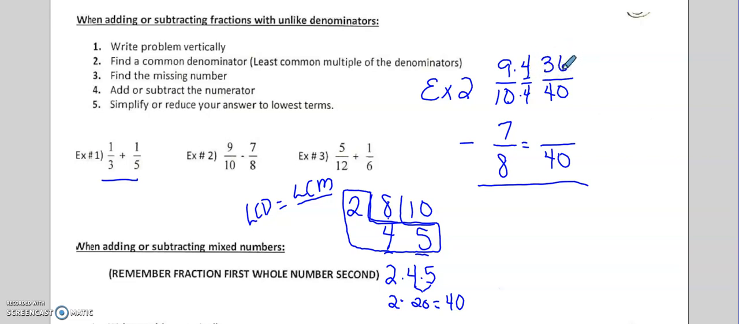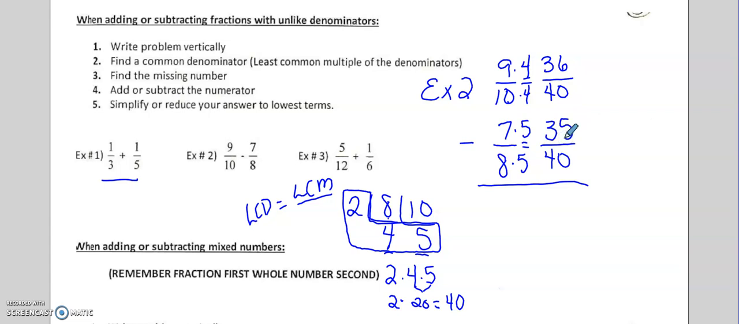And then I have, what did I do to the 8 to get to the 40? If you don't know, what is 40 divided by 8? Oh, it's 5. Okay, so then 8 times 5 is going to be 40. And I'm going to multiply upstairs also. 7 times 5 is 35.